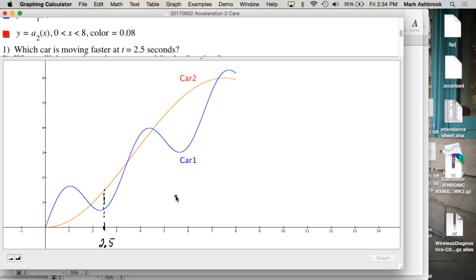So the question is, which car is moving faster at 2.5? Jonesy, you're up. So what did you guys talk about? Car 1. But the car 2 graph is higher. Okay. All right, so you looked at signed area. Can we talk about it in a way that doesn't say talk about signed area? Okay. And so how do you know that?